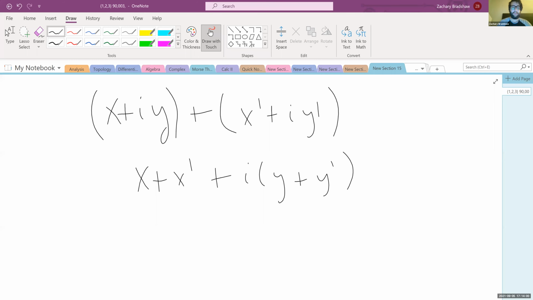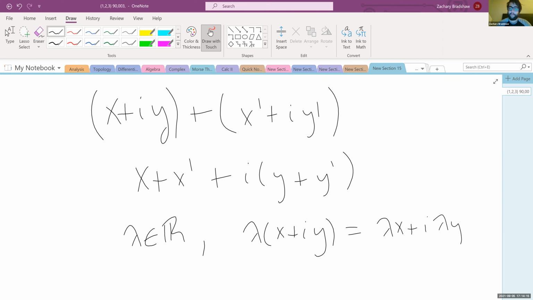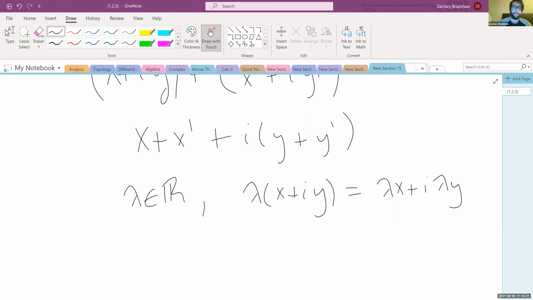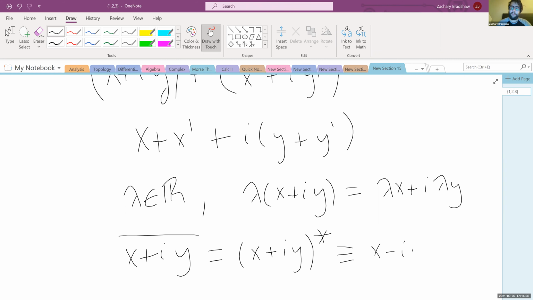Another thing you can do is multiply. If you have a number lambda in R, then you can multiply lambda times the complex number. This is lambda x plus i lambda y. You can take conjugates, so the way we denote that is with a bar. Sometimes we use a star instead. And the way we define this is wherever you see an i, you give it a minus sign. Okay, so in the imaginary part, you flip the sign of it.